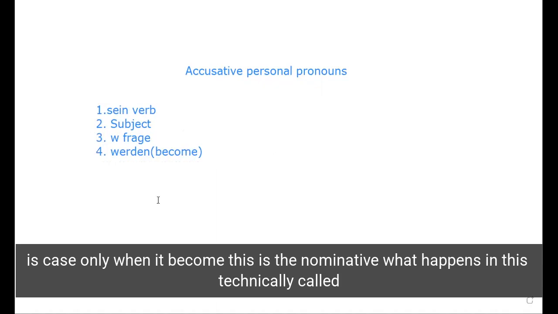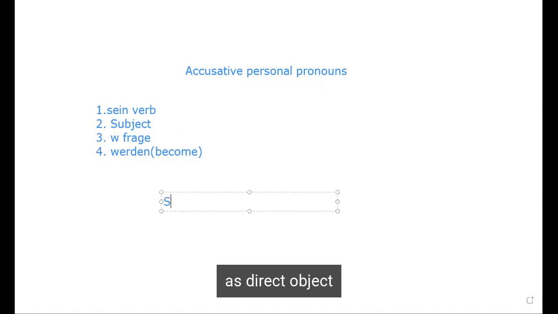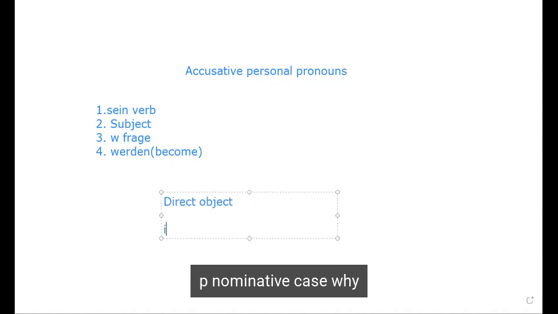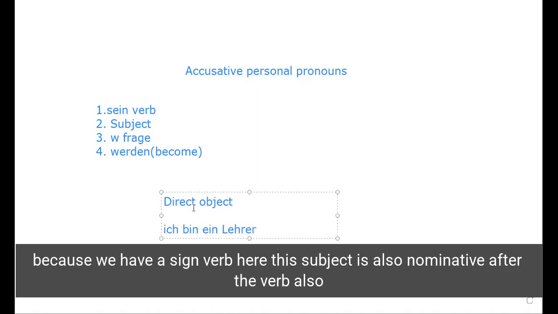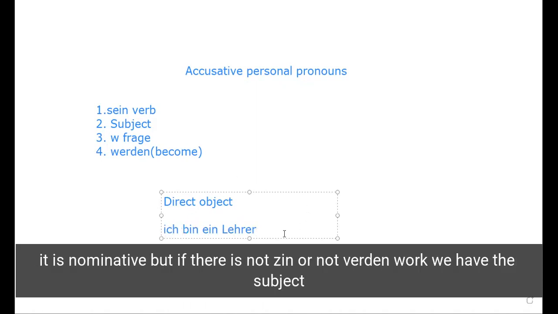Now, what happens in the accusative case? This is technically called a direct object. Accusative is called direct object in German. Ich bin ein Lehrer. So it's the nominative case. Why? Because we have a Zain verb here. So this subject is also nominative. After the verb also it is nominative.